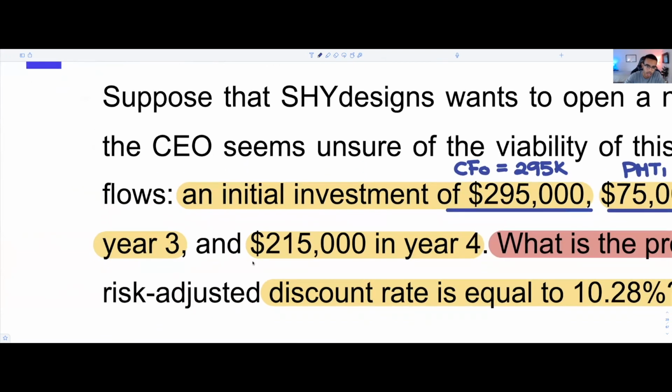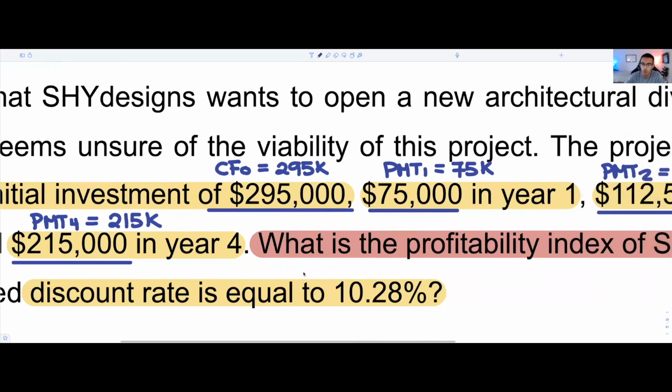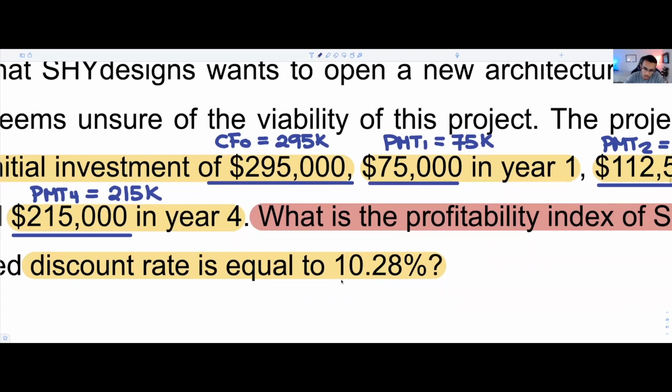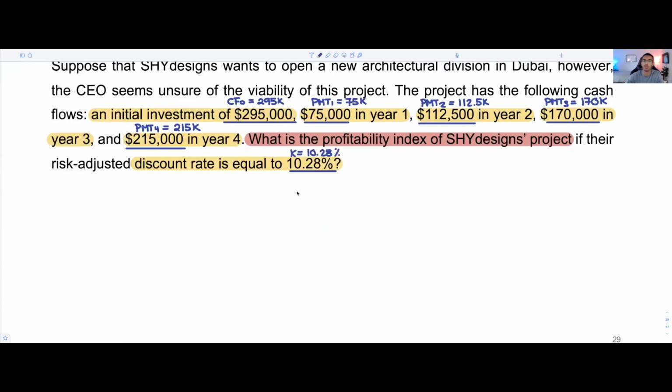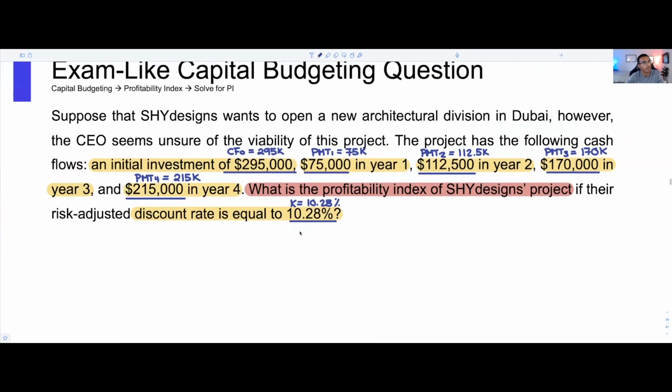And then we're going to have our last payment here, payment 4, which is equal to 215K. Awesome. Now we know our mission, that's clear. We're just going to highlight our discount rate as well. So K is equal to 10.28%. That's awesome. We have all of the information in the question highlighted. It makes sense to us.